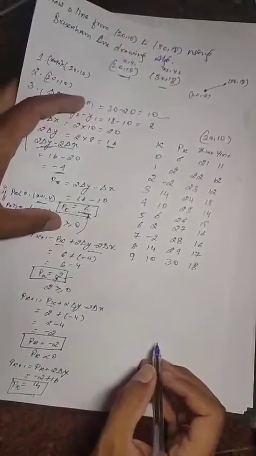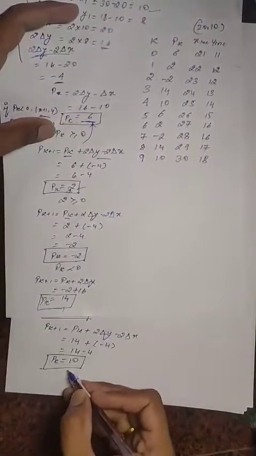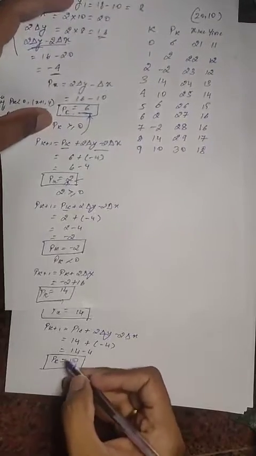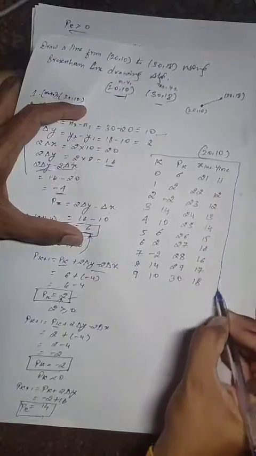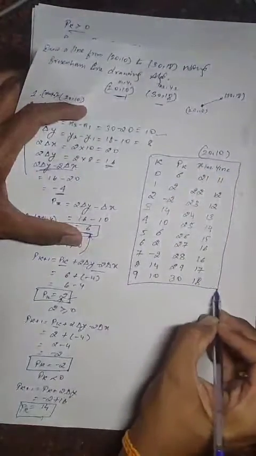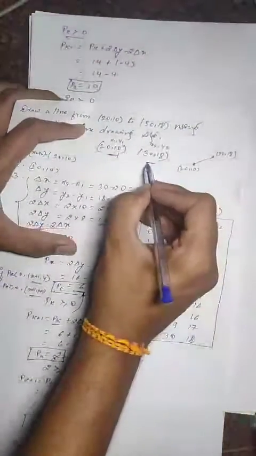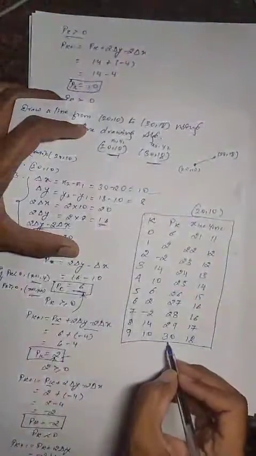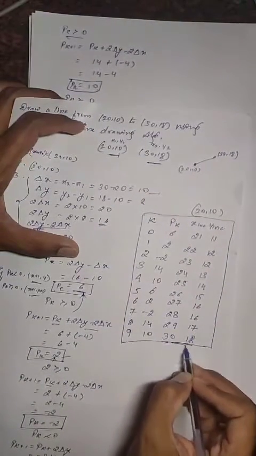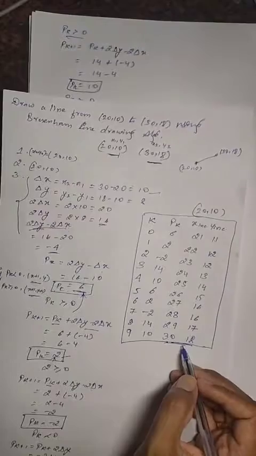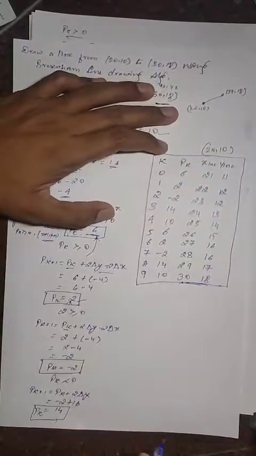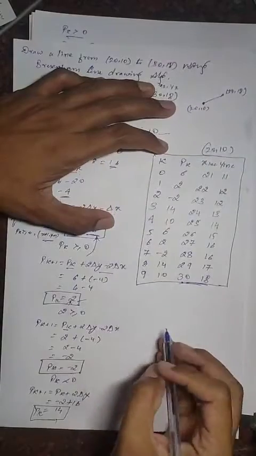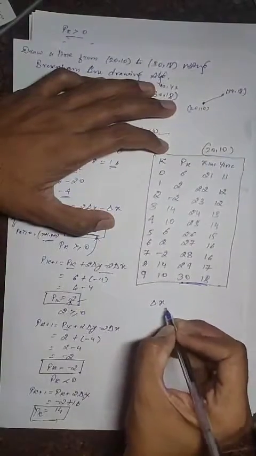So students, I have gone to the last iteration now. As you can see in this table, what is the end point of this line? I have reached the point (30, 18). As in the algorithm, we have seen that in the last step, step 4 has to be repeated delta x times. Let's cross check it.